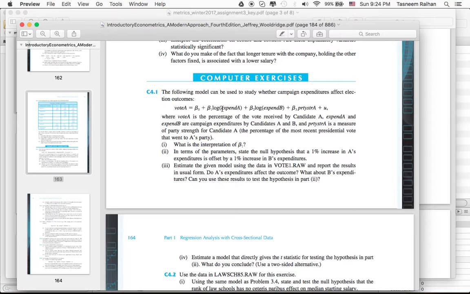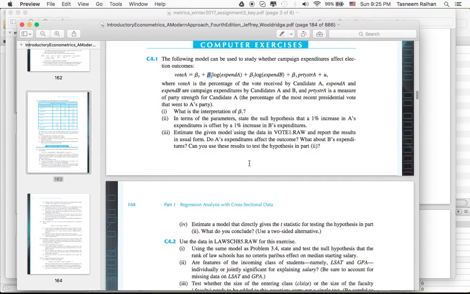But just be careful. The unit of beta 1 divided by 100 will depend on the unit of the dependent variable. In this case, the dependent variable is in percentage, and therefore when you divide beta 1 by 100, that will also be in percentage. So again, the way to interpret this beta 1 is you divide it by 100, and then beta 1 by 100 is the percentage point change in vote A when expenditure by candidate A increases by 1%. I hope it's clear. Let's move on to the next question.